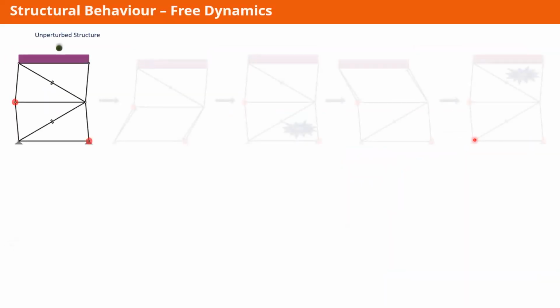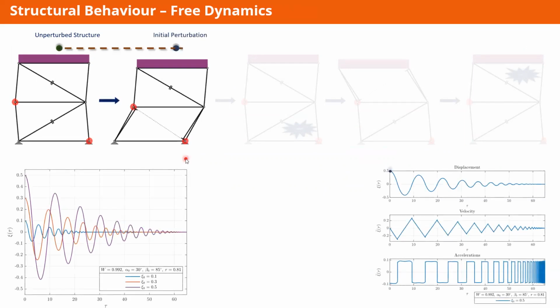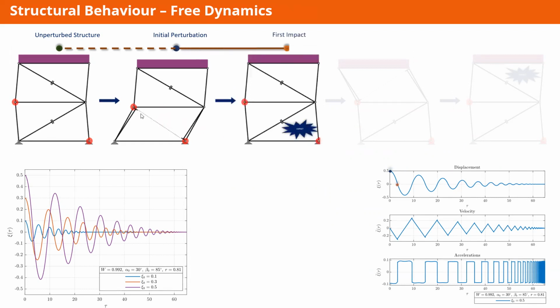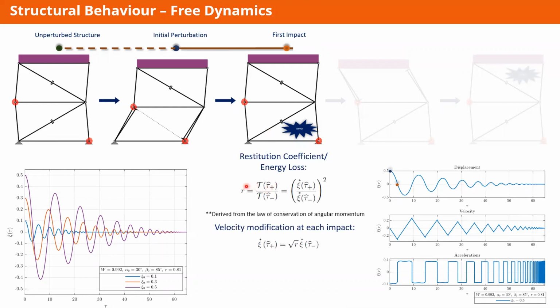In addition to that, we have analyzed the free dynamics of the system by applying an initial perturbation. Eventually, by this initial perturbation, the system will exhibit an oscillatory motion, where one of the layers will bifurcate at a time. But we noticed that as the system was going back and forth at the initial configuration, the layer that was previously bifurcating will eventually lock. This locking will result in an impact which will drain energy out of the system. This energy drained out of the system is quantified with the restitution coefficient, which is evaluated with the law of conservation of angular momentum.